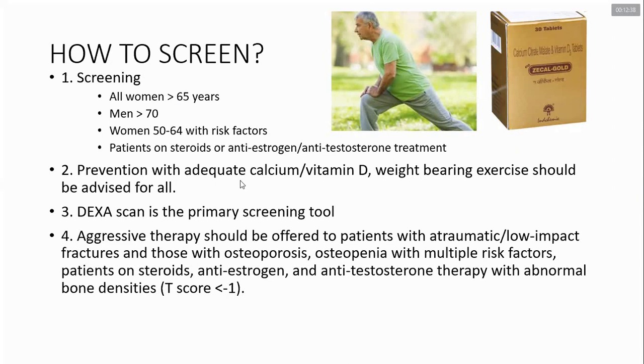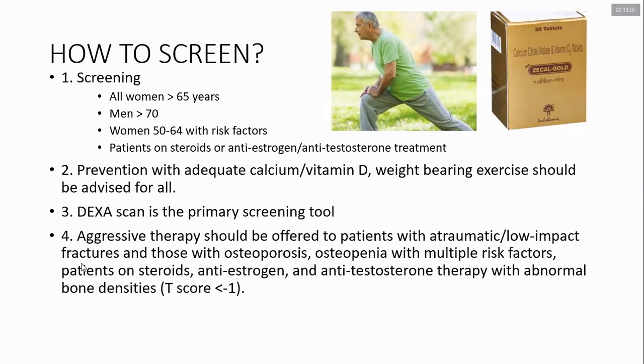Okay, so basically you want to supplement them with calcium, vitamin D. There's no harm in supplementing every patient with calcium, vitamin D, because whatever is excess will just go down through stools. You should encourage them to do some weight bearing exercises such as light running, jogging, other low energy activities, or yoga. DEXA is a very important screening tool.